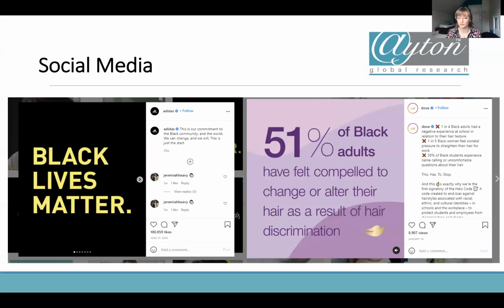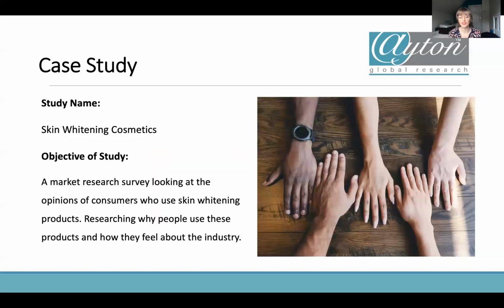pushing against. So we did another case study which really spun off the back of everything that was happening about this kind of discrimination for different skin colors and hair colors and hair types. And this was the skin whitening products that we picked up on in particular, because they have always had this kind of stigma. Obviously the idea of whitening your skin isn't a very good thing. It shouldn't be an issue.